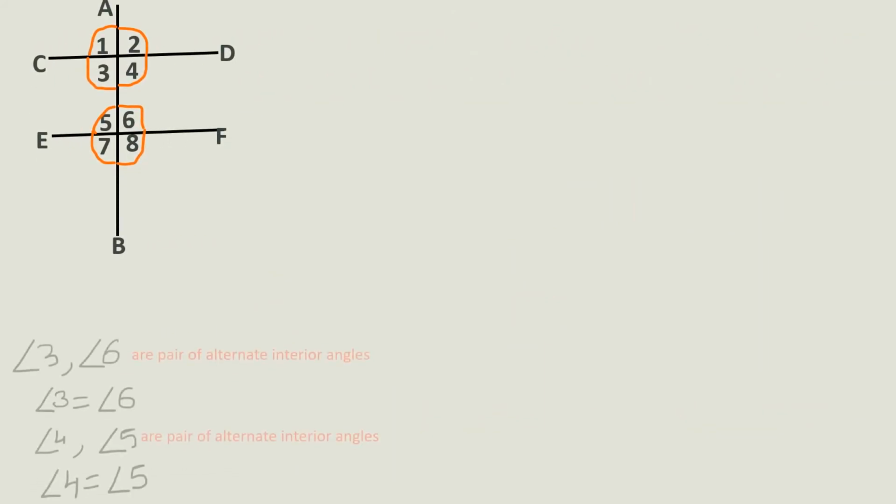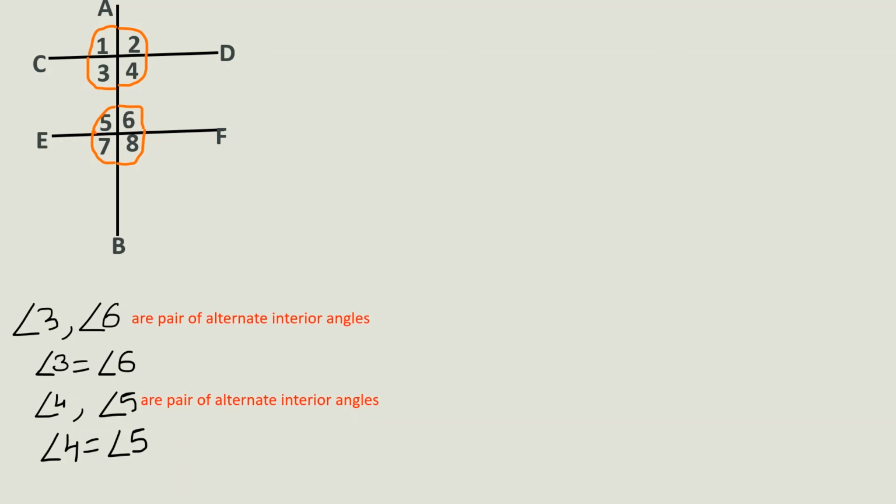Now let's see an example. In this figure, angle 3 and angle 6 are alternate interior angles. That means angle 3 and angle 6 are equal. Angle 4 and angle 5 are alternate interior angles. That means they should be equal.